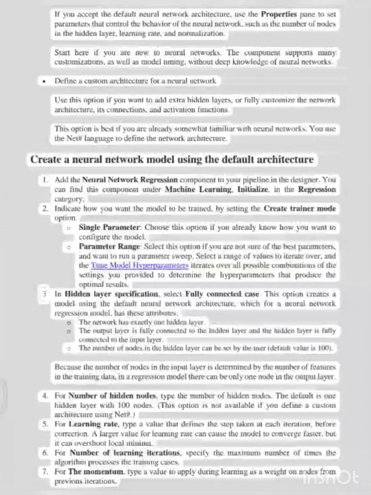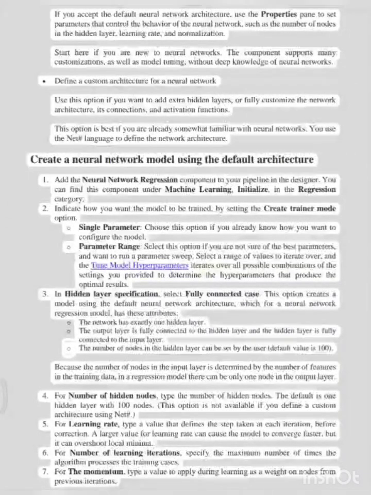3. In Hidden Layer Specification, select Fully Connected Case. This option creates a model using the default neural network architecture, which for a neural network regression model has these attributes. The network has exactly one hidden layer. The output layer is fully connected to the hidden layer, and the hidden layer is fully connected to the input layer.